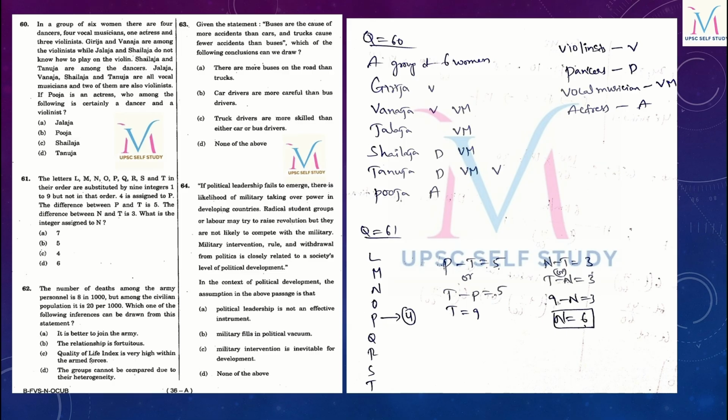So we could not justify them. So none of the above. So for question number 63, the answer is D, none of the above.